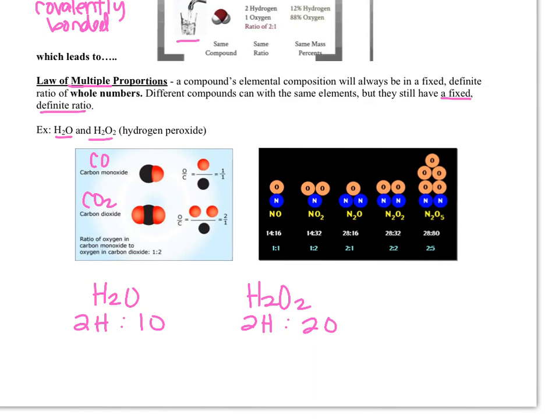And then here's an example of a whole bunch of different ones for nitrogen and oxygen. But generally, definite proportions is talking about one specific compound. Multiple proportions is comparing different compounds with the same elements in them. So they're pretty easy to understand.